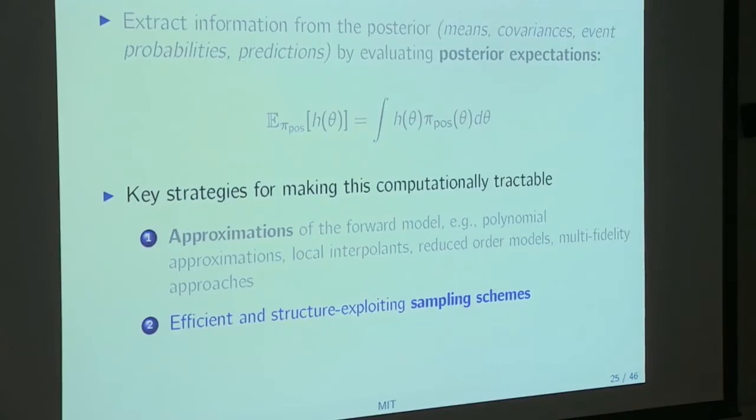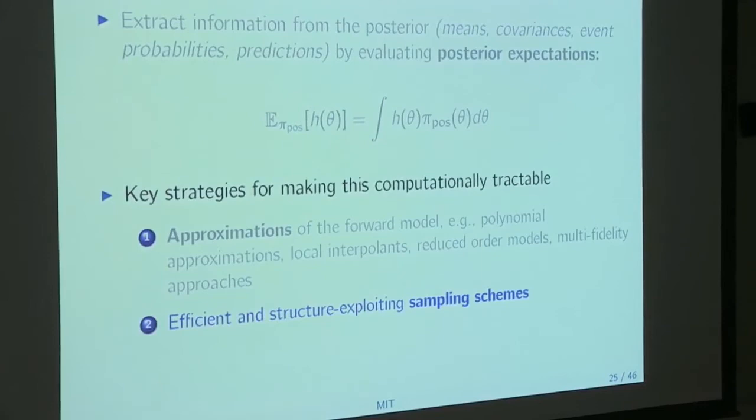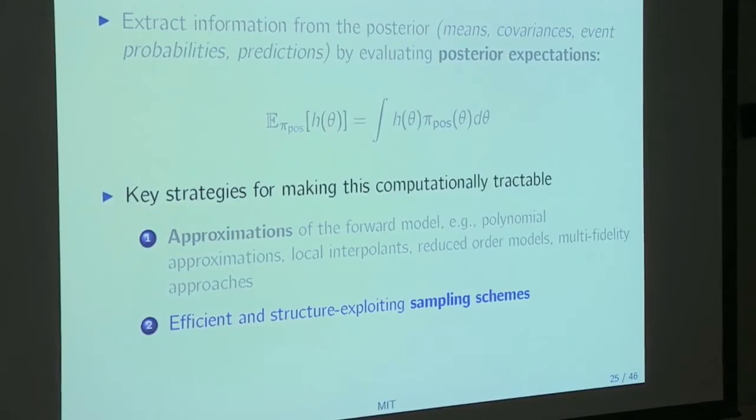So I have maybe 15 minutes or a little less than that left. And I want to talk about the other sort of issue, which is sampling. We talked about various ways of approximating the forward model, but how do you actually draw samples? Up until now, I've just been using MCMC, and MCMC is the workhorse algorithm. There's a zillion varieties of MCMC, and there are very interesting things to be done in designing efficient MCMC algorithms for all kinds of problems.